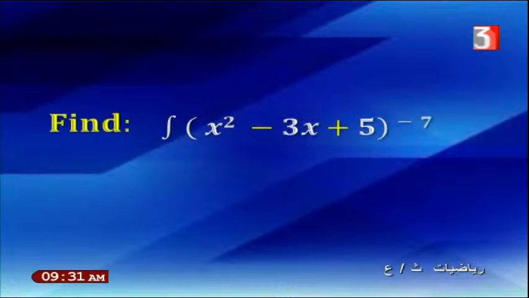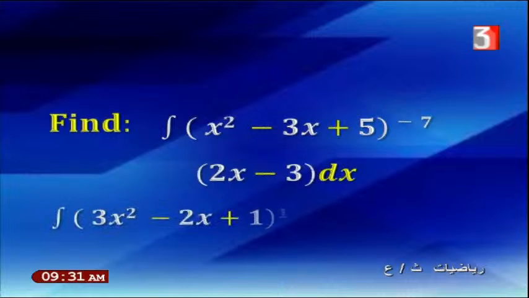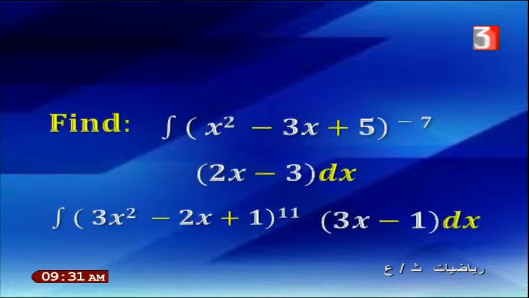Example: find the integration of (x power 2 minus 3x plus 5) all to the power negative 7, multiplied by the bracket (2x minus 3) dx. Second, the integration of (3x power 2 minus 2x plus 1) all to the power 11, multiplied by (3x minus 1) dx.